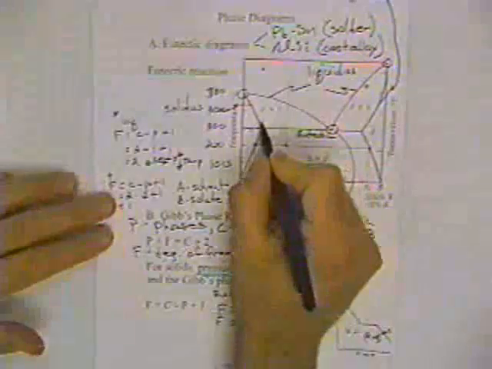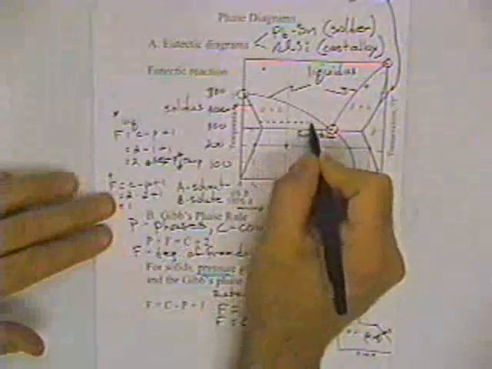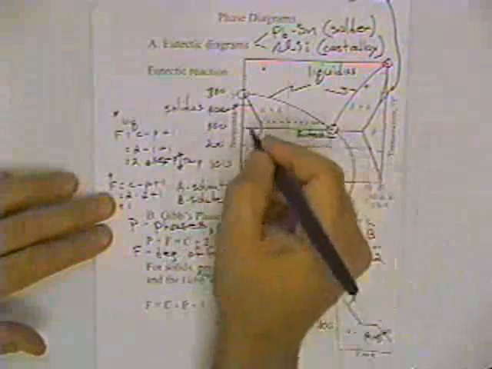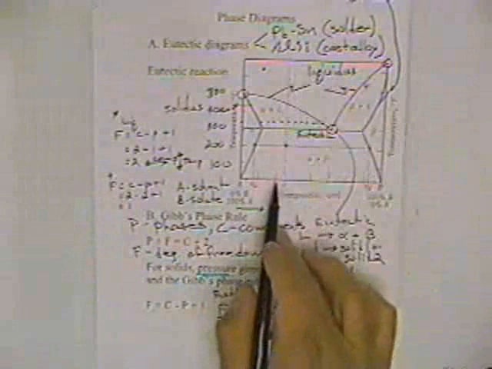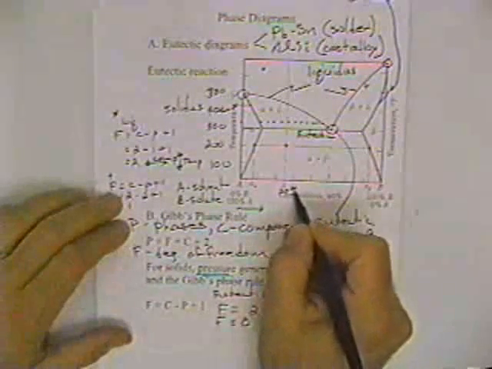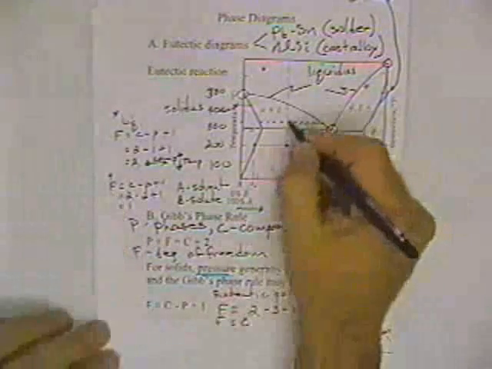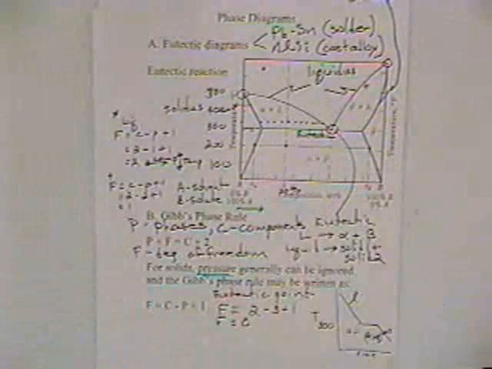Let's pick a temperature, and let's say that it's about 320 degrees. We'll go with this dashed line down here, and that looks like about 30%. We'll call that 30%. Now we're sitting at this point. What would the composition of the two phases be?